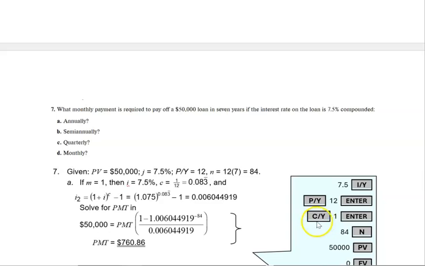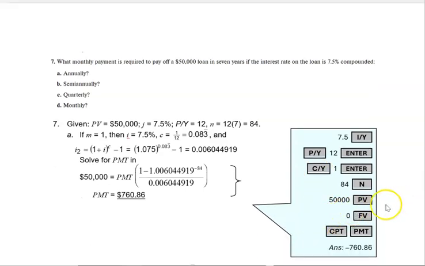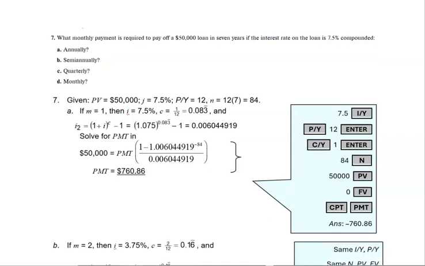All right. So number 7: what monthly payment is required to pay off a $50,000 loan in 7 years if the interest rate on the loan is 7.5% compounded annually, semi-annually, quarterly, and monthly? As you can see here, there are monthly payments, but then we want to change the C/Y, the compounding per year. That's A, annually, B, semi-annual, C, quarterly, and D, monthly.